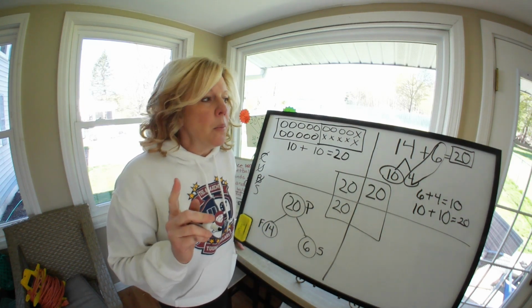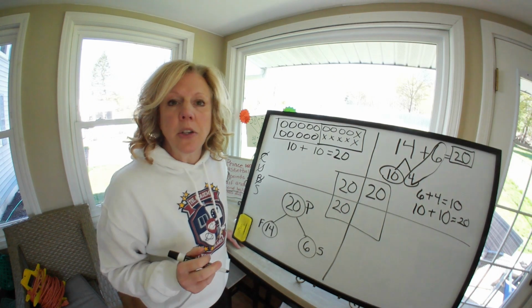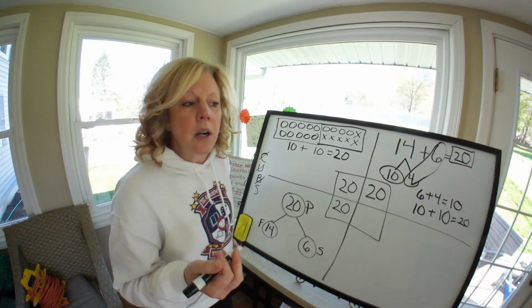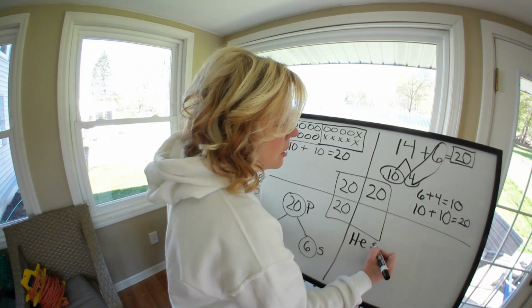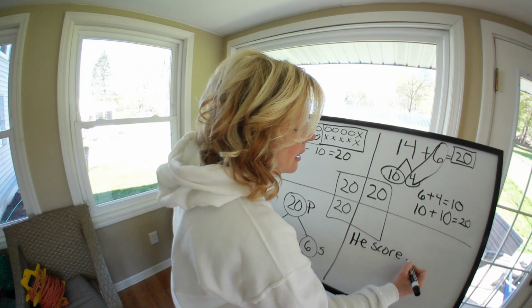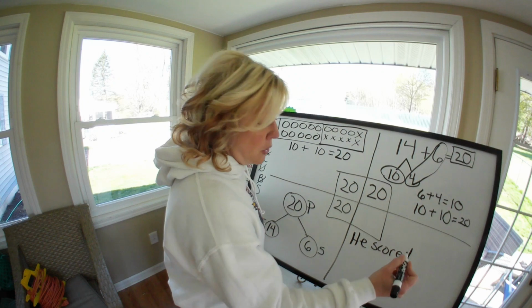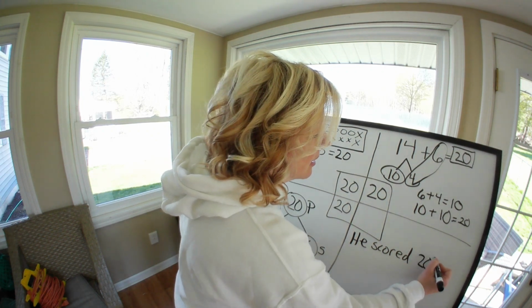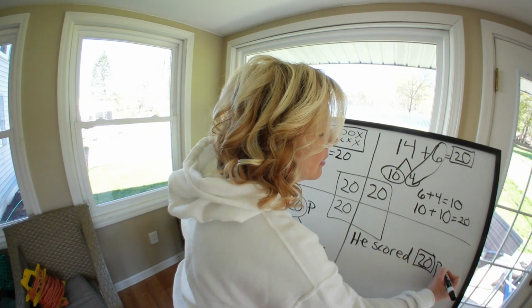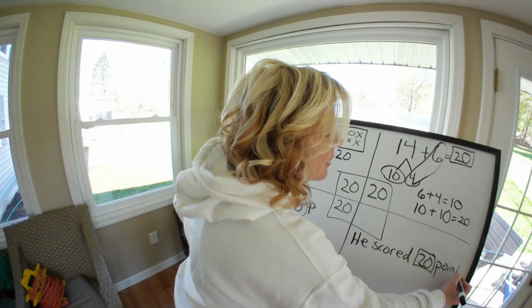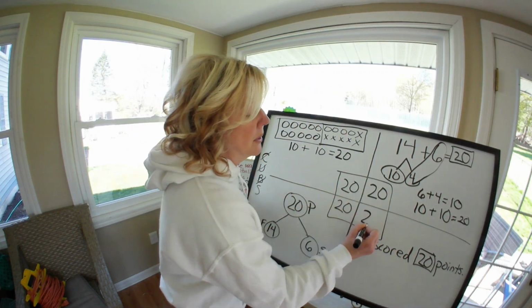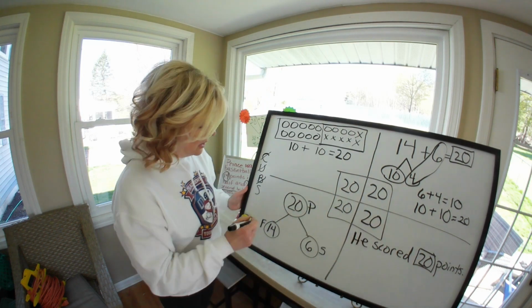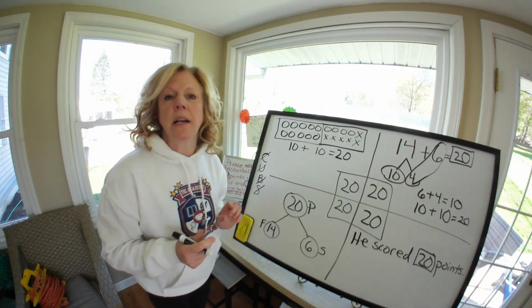So now we have to answer our final question. How many points did he score in all? We're going to say he scored 20 points. And we're going to put a period there. He scored 20 points. Put the 20 here in the center, and then you can cross off your S.